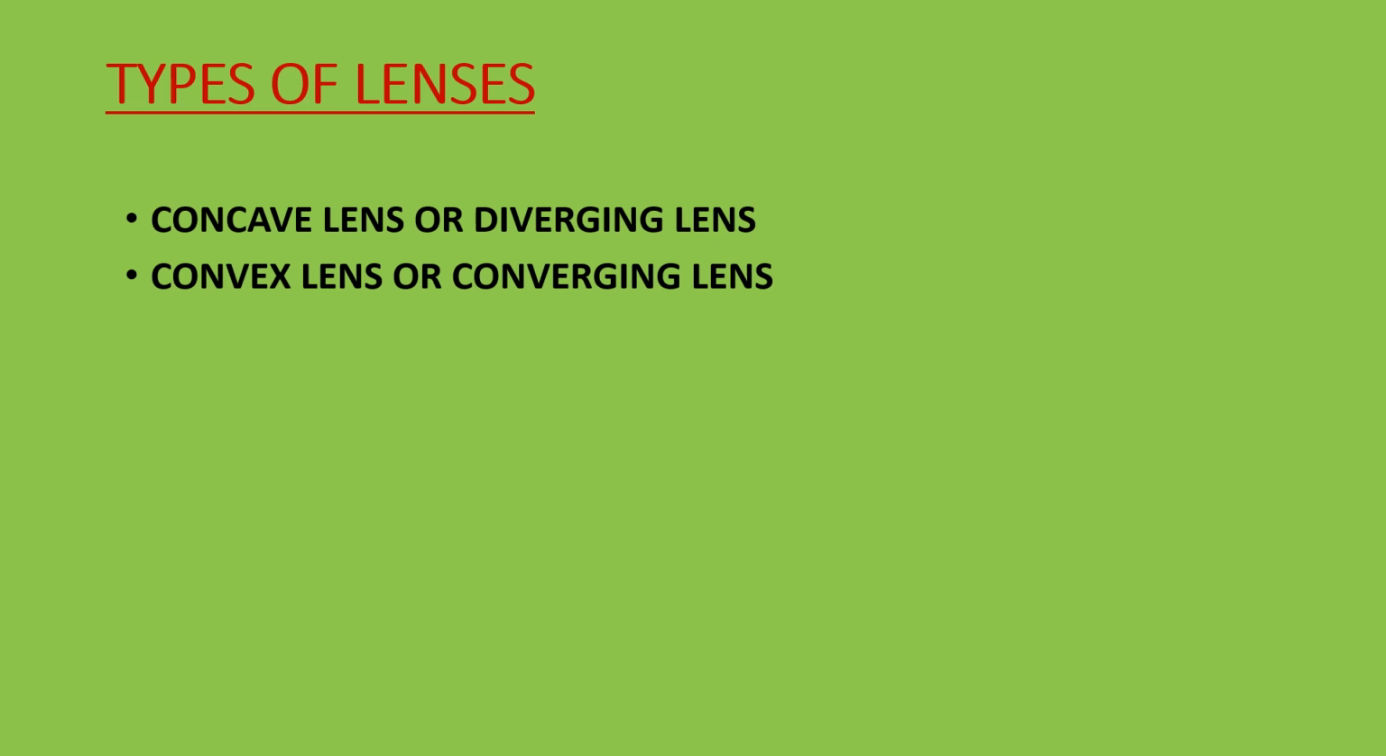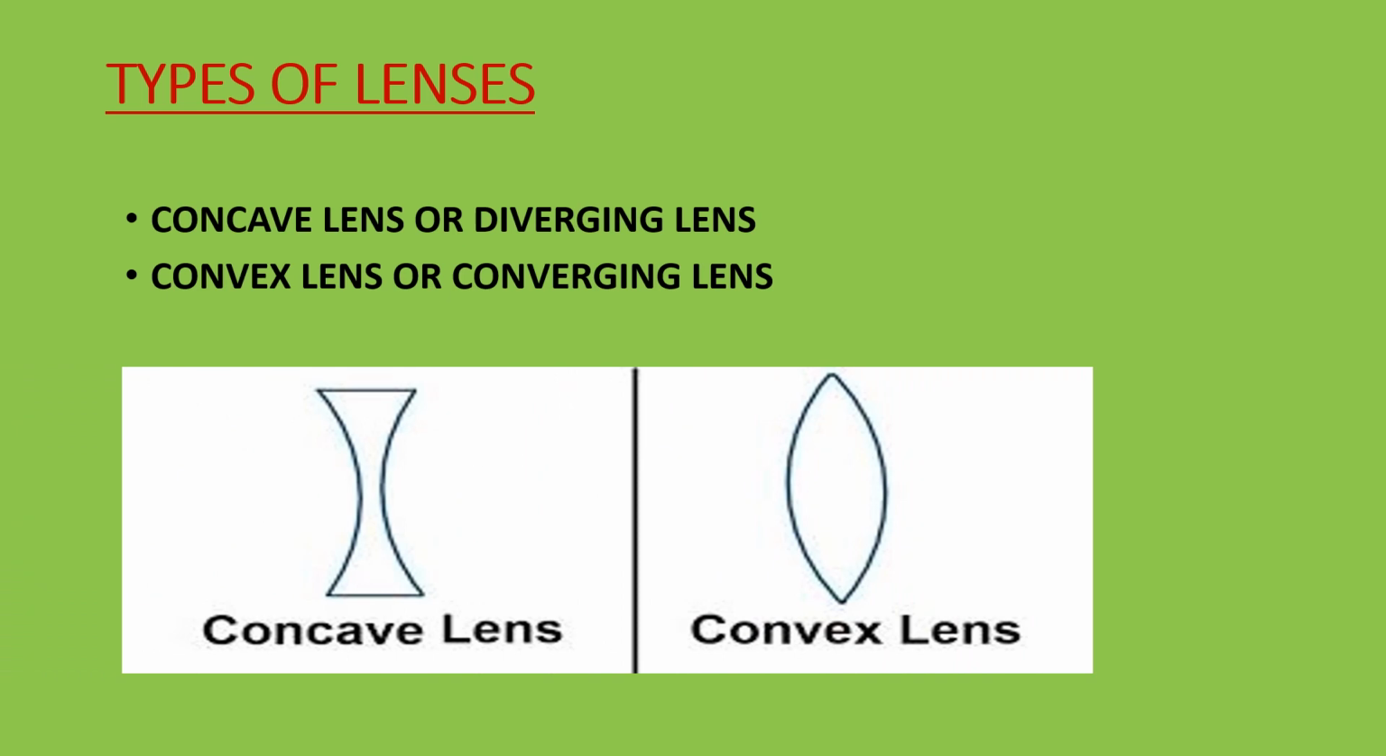The first one is the concave lens or the diverging lens, and the second type of lens that we will be talking about is called a convex lens or a converging lens. Now, this is the diagrammatic form of both the lenses. As we can see, the convex lens is thicker at the middle, whereas it is thinner at the sides, whereas a concave lens is thin in the middle and thicker at the edges.